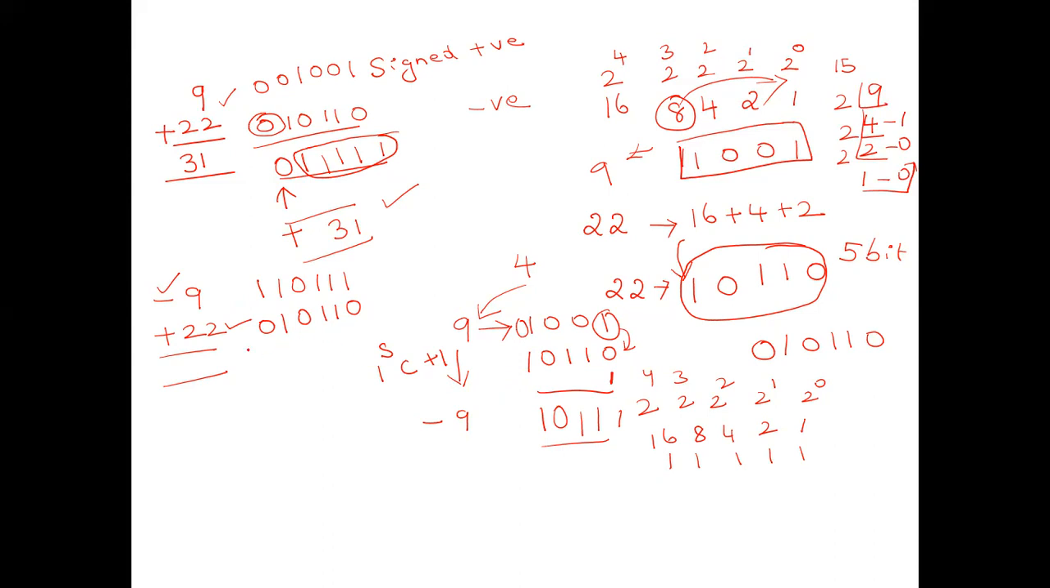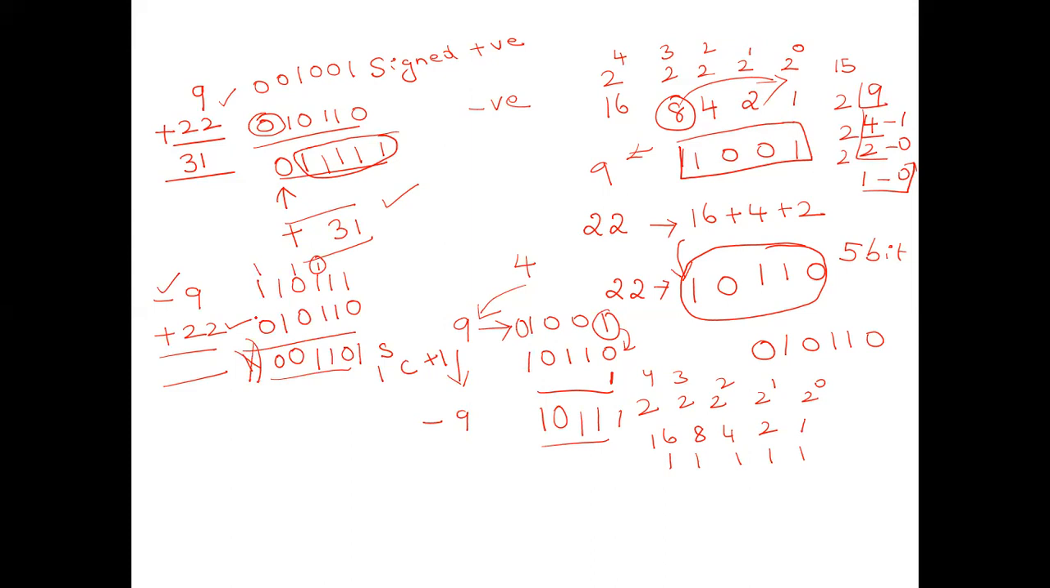Fine. So now you add this. 1 plus 0 is 1. 1 plus 1 is 10 and the carry will be forwarded here. 1 plus 1 is 10. 10 plus 1 is 11. And 0 plus 0 is 0. 0 plus 1 is 1. And then 1 plus 1 is 0. And then 1 plus 1 is 0. And 1 is the carry, which we have to remove.